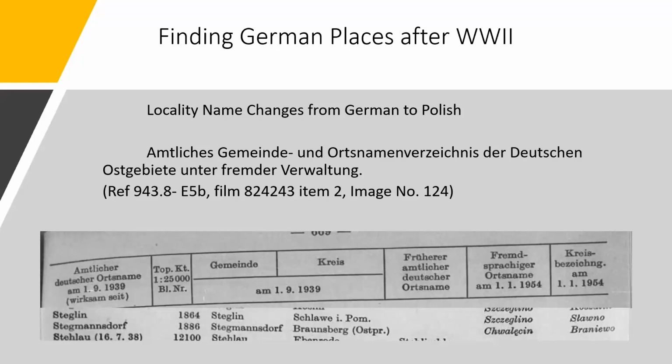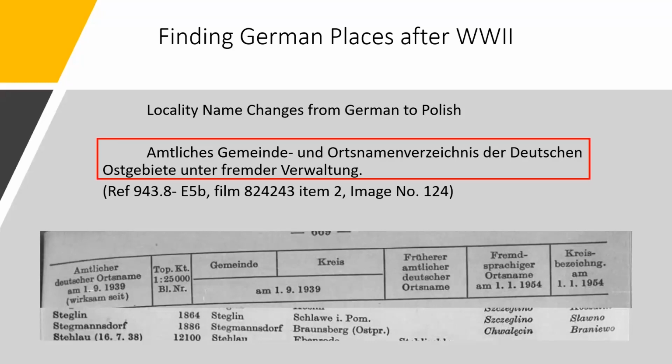The Gazetteer Amtliches Gemeinde Ortsnamenverzeichnis der deutschen Ostgebiete unter fremder Verwaltung is a gazetteer that provides the German to the Polish name after World War II. It has been microfilmed and digitized on Family Search Library microfilm number 824243, item number 2.